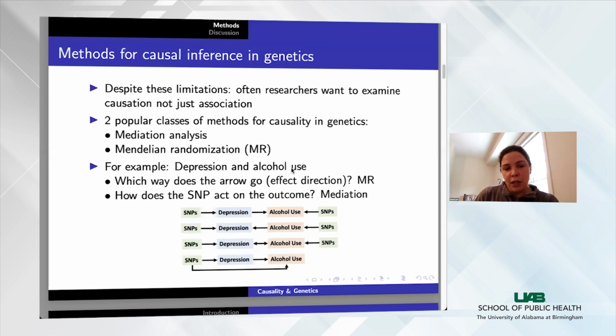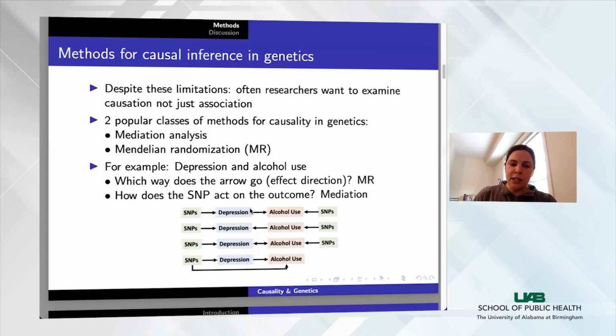So if we think about depression and alcohol use, we have genes. And within our genes are single nucleotide polymorphisms, or SNPs, that maybe cause depression. And we have SNPs that also cause alcohol use. And then we might want to use those SNPs to see if depression causes alcohol use. Can we establish this arrow here? Or it might be the case that alcohol use causes depression. So maybe the arrow goes in the other direction. Or it could be the case that alcohol use causes depression, and depression causes alcohol use. And we have a cyclic relationship or a bidirectional relationship.